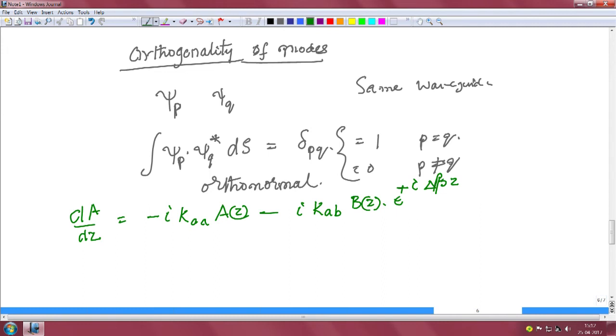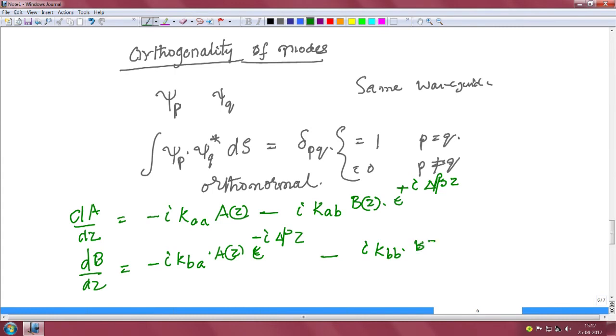Of course, let me write the second equation also and then we will interpret what these factors are. For the variation of B, dB by dz will be given by minus I KBA into A of z into e power I minus delta beta into z, minus I KBB into B of z. Let us spend a little bit of time to understand this.